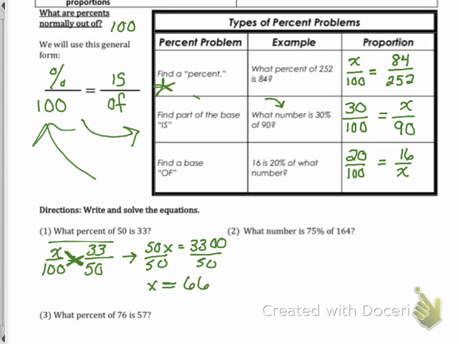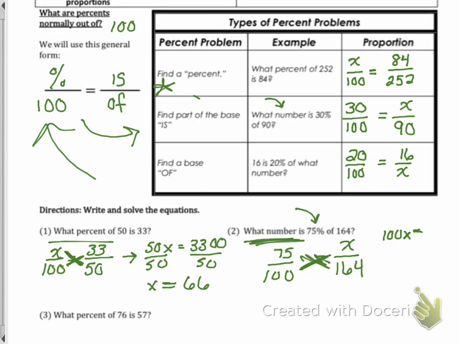So number 2, what number is? So what number is my unknown. So I have my equal sign. My unknown is. I know 75%, so 75 over 100 of 164. So I can go ahead and cross multiply. So I have 100x is equal to, and then let's see, 75 times 164.